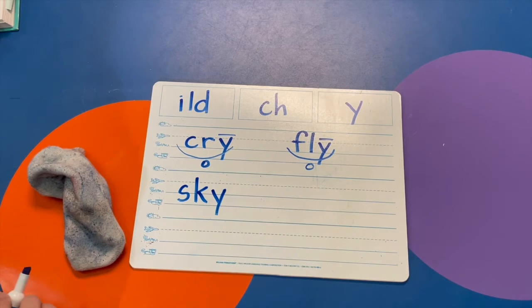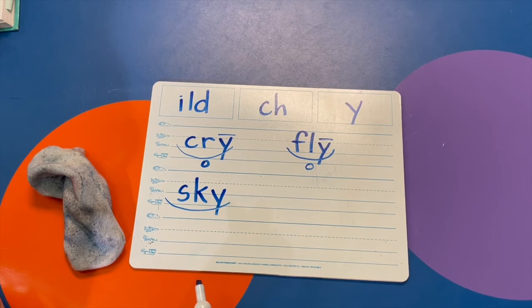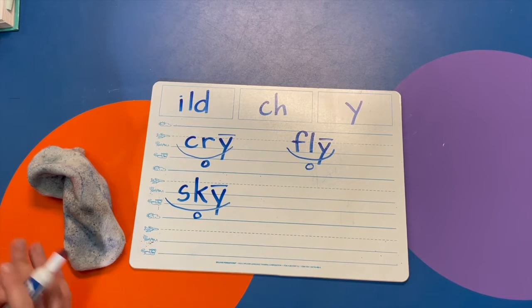I. Very good. Let's mark it up. Scoop the word sky. The Y that acts like a vowel is open on the end, so it makes the long I sound. Sky.